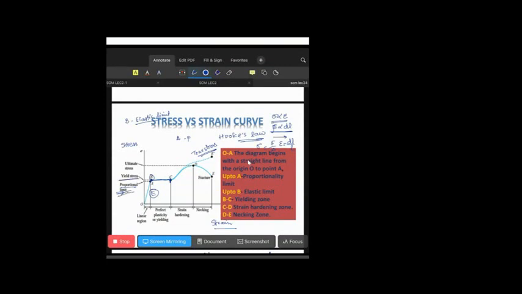Okay, till now in the previous classes you studied that stress is directly proportional to strain up to the elastic limit, but that is not true. Your stress is directly proportional to strain up to the proportionality limit only. If the proportionality limit is not given or not mentioned, then stress will be directly proportional to strain up to the elastic limit. Okay, is it okay?